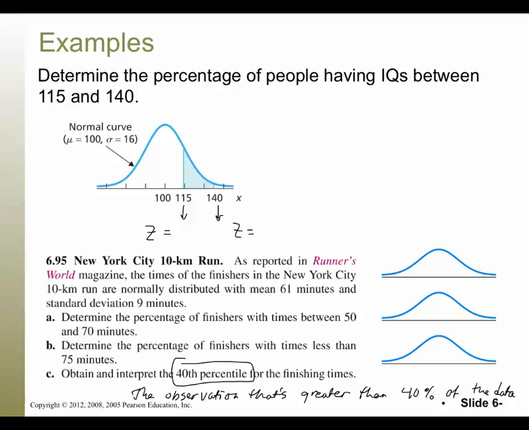So what area does that translate to? If we're looking for an observation that's greater than 40% of the data, will that observation be to the left of the mean or to the right of the mean? I'm asking where the observation would be if 40% of the data is less than that observation.